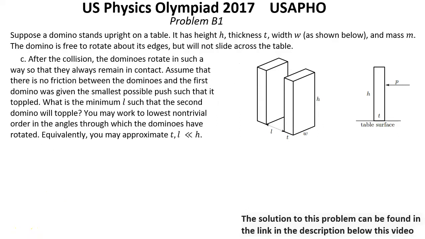Question C. After the collision, the dominoes rotate in such a way so that they always remain in contact. Assume that there is no friction between the dominoes and the first domino was given the smallest possible push such that it toppled. What is the minimum L such that the second domino will topple? You may work to lowest non-trivial order in the angles through which the dominoes have rotated. Equivalently, you may approximate theta and L much less than H.